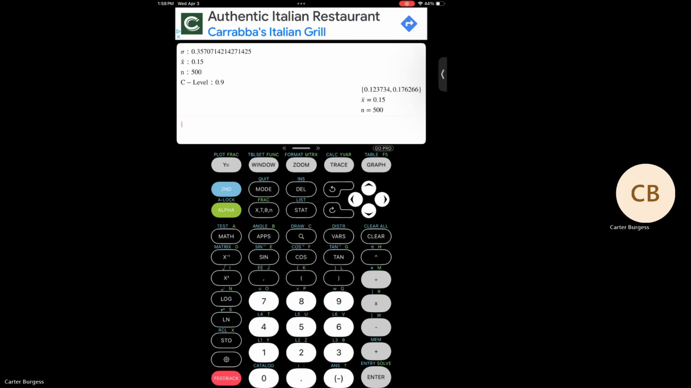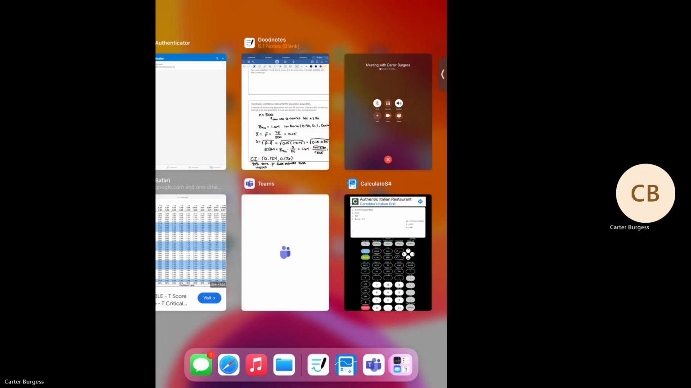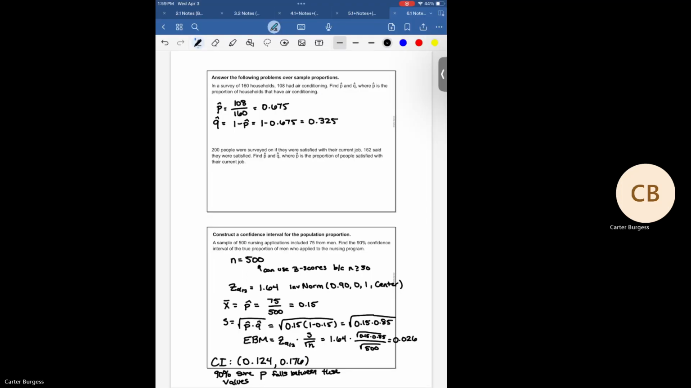How are we feeling? Hopefully, like the exact same thing that we did in 6-1, except we have to calculate what S is rather than just being given what S is. It looks like a lot. This is ultimately the answer that we're looking for, which we did with our calculator. All we really needed to do was figure out what S was and figure out what X bar is.